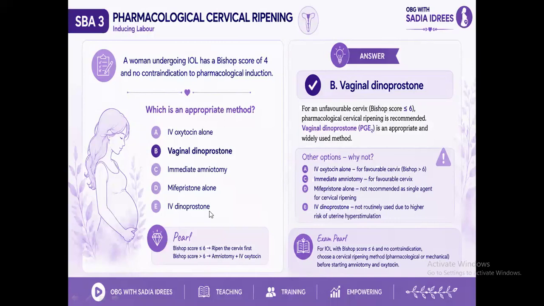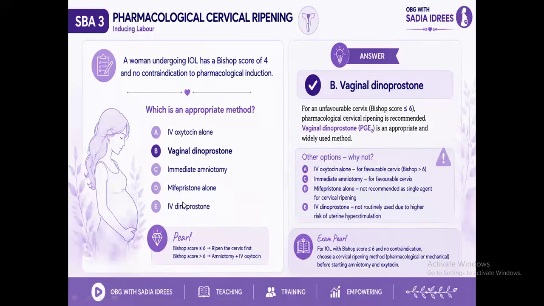Now eliminate other distractors. IV oxytocin alone, no. Immediate amniotomy, not your first pathway with Bishop 4. Then mifepristone alone, not the routine cervical ripening option for a live term pregnancy in this context. IV dinoprostone, no. The NICE induction options we are discussing involve vaginal dinoprostone, not routine IV dinoprostone. So if an exam gives you Bishop score 4 plus pharmacological method appropriate, think vaginal dinoprostone or low dose misoprostol depending on the options given.